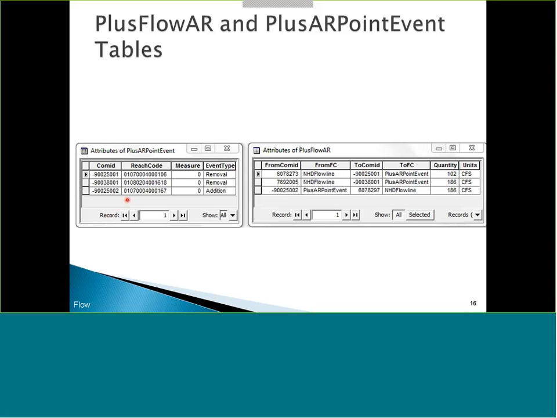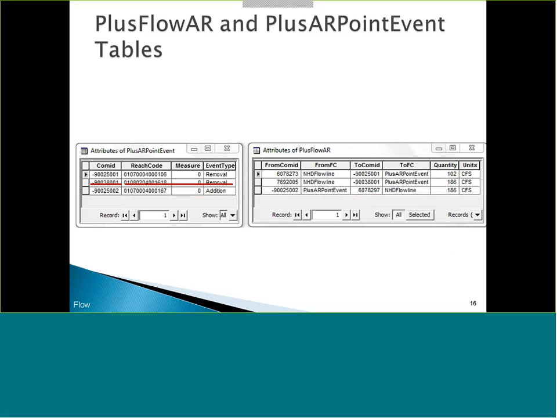Actually, we're in the northeast right now. If you look at the reach code, it starts 01. That means VPU 01, which is the northeast. And we have 2 removals and 1 addition. And those correspond then over here to the plus flow AR table that specifies the quantities of flows. We have a flow removal of 102 CFS, and a flow removal of 186 CFS, and then a flow addition of 186 CFS. So between these two, we're essentially getting a flow transfer, and that's how it's done in NHD+.